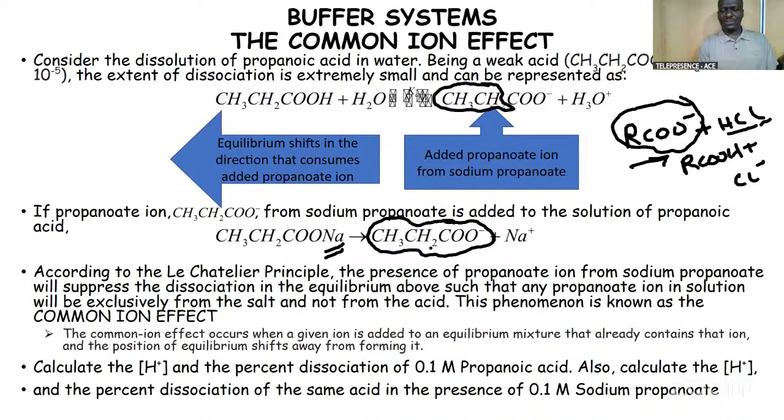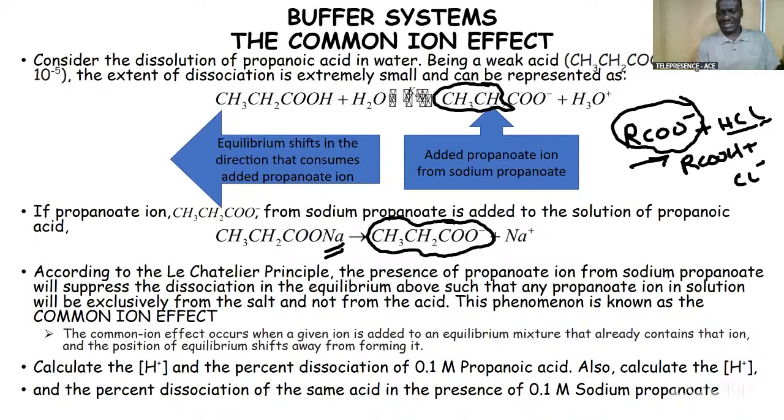So you have the propanoate ion from the salt, you have the propanoate ion from the acid itself. Now, according to Le Chatelier's principle, the fact that you have this ion coming from the salt, and of course you have it from the acid, will suppress the formation of this propanoate ion from the acid, because the presence of this common ion will make the amount of propanoate ion that will have come from the acid smaller than it should have been if this was not present.